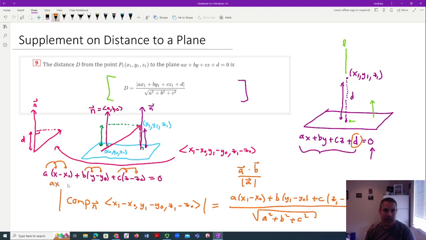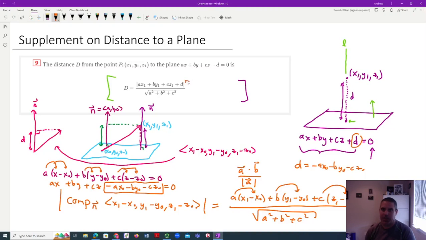If we expanded this out, this is ax plus by plus cz. And you have all this other stuff: negative a x0, negative b y0, negative c z0 equals 0. And this right here is your d. So d is negative a x0, negative b y0, negative c z0. But if you expand this out, that's exactly what this is. So this thing here is ax1 plus by1 plus cz1 plus d. And you don't even need to know what the starting point was. That's kind of surprising.